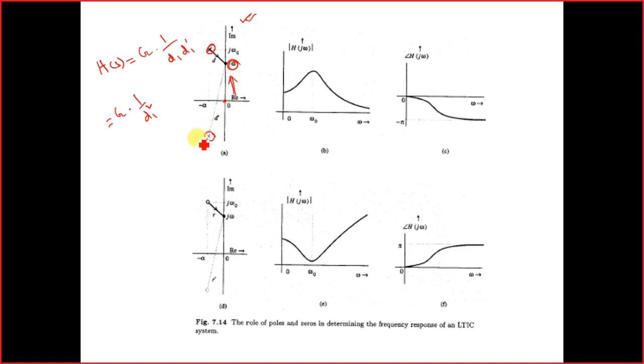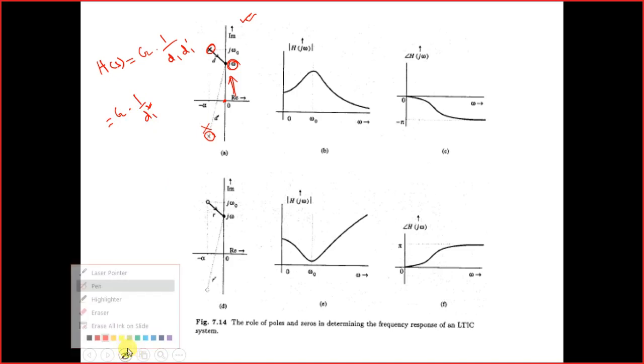Hence, for the easy understanding of the frequency response of any filter, we usually neglect the presence of the conjugate pole. Okay, and over here, since we are not considering the conjugate pole, your transfer function usually becomes G into 1 by d1. Okay.